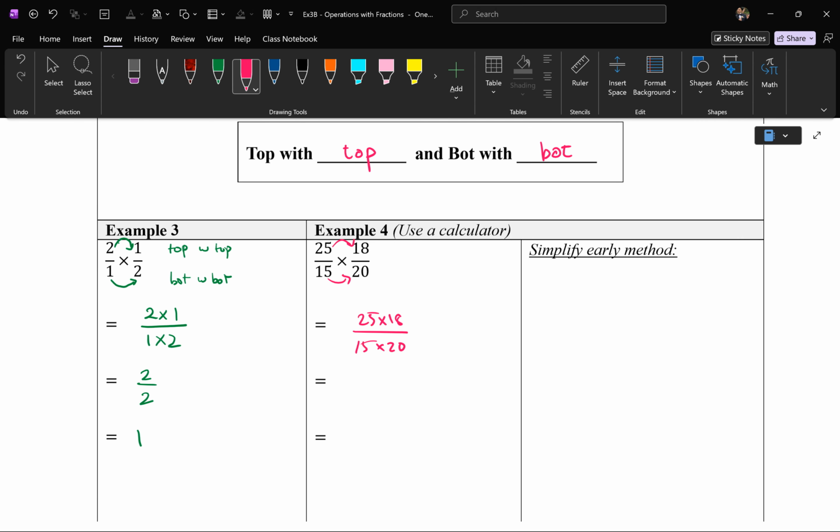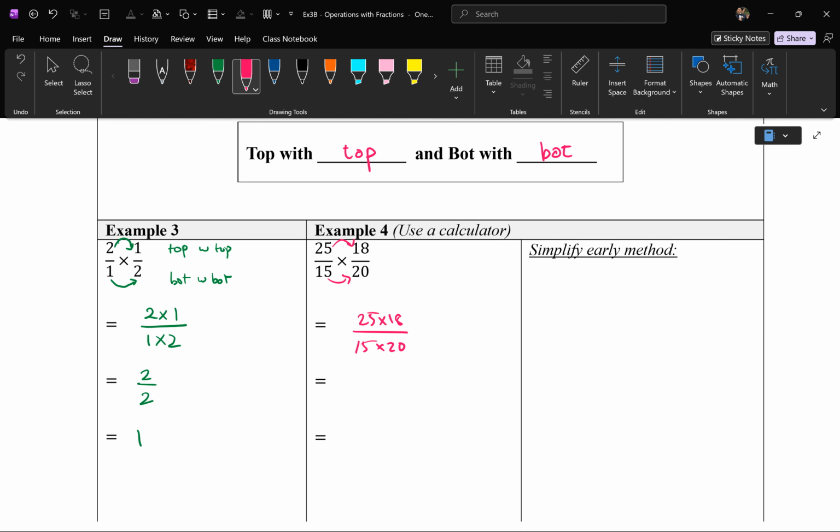Now to do that, it does require that your multiplication tables are strong. So you need to know factors and multiples. Factors is the key part to simplifying. Okay, and to know your factors, you have to know your times tables. So here's the technique. Instead of doing 25 times 18 and then 15 times 20, our goal now is to simplify any numbers we can see.